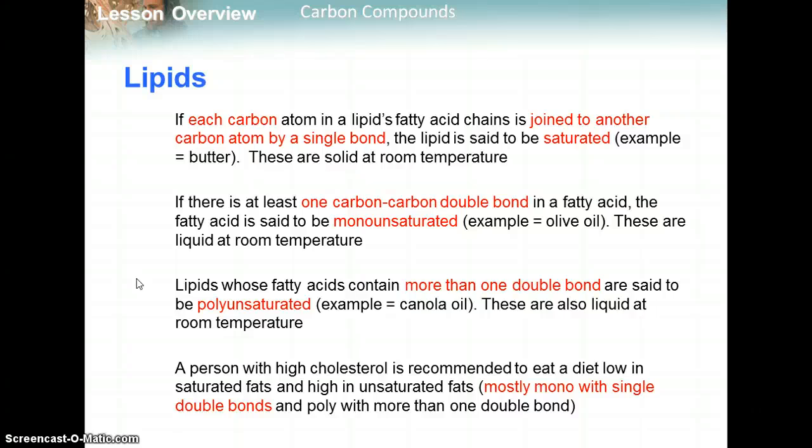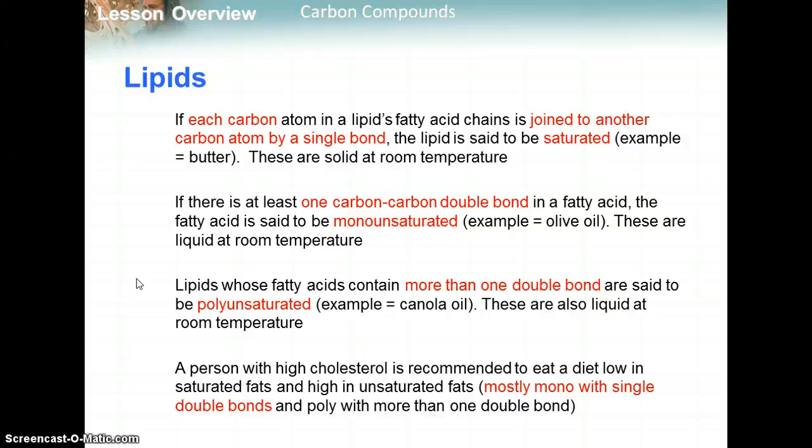The word saturated means to be full. The reason it's called saturated is that in the chain of carbon atoms that forms the fat, any bond where carbon isn't bonded to another carbon is going to be bonded to hydrogen. So there's carbon surrounded by hydrogens. It's full, it's saturated with hydrogens. That's why it's called saturated. And we're going to talk about why it's solid at room temperature.